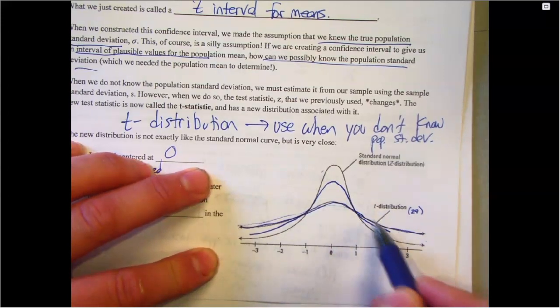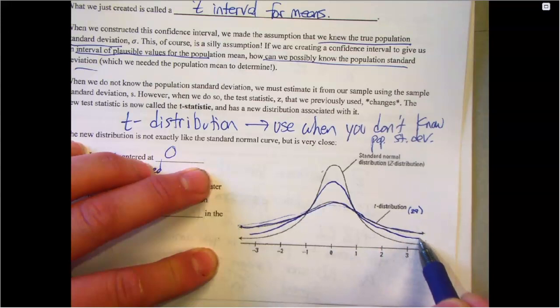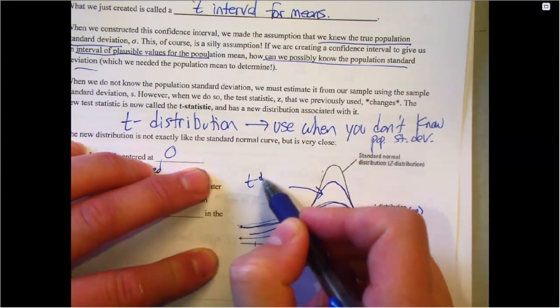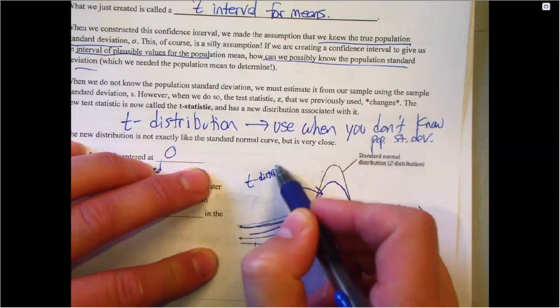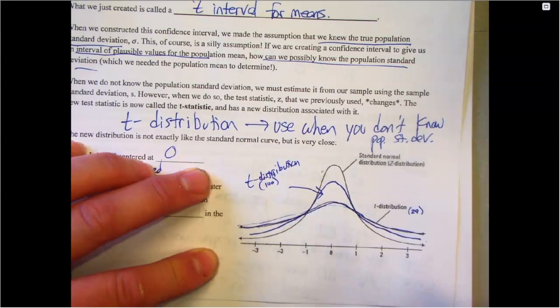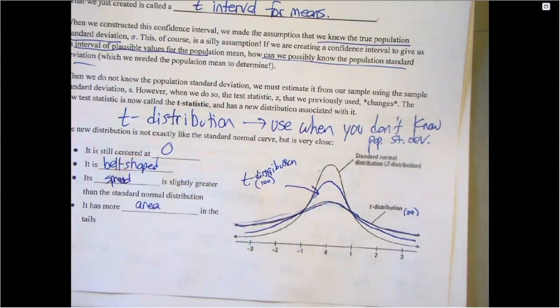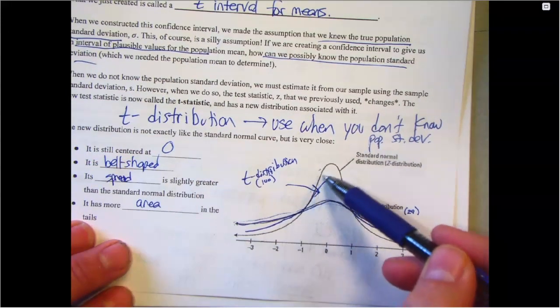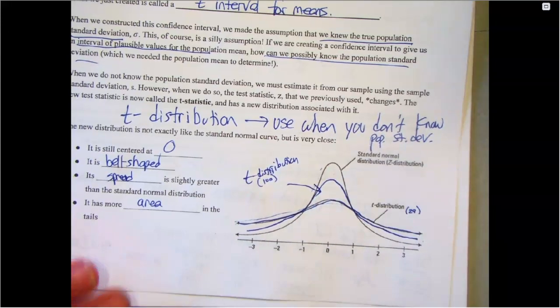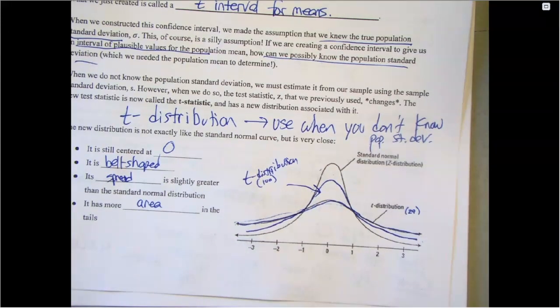And so this one is a t distribution with maybe a sample size of 100. And then if my sample size were 200, it would get a little bit closer to the normal. If it were 1,000, it would get a little bit closer. The more data you have, it eventually becomes just like a normal curve once you have enough data.